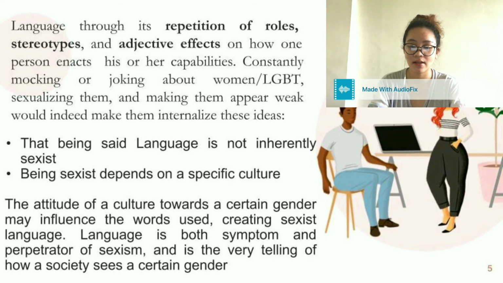Being sexist depends on a specific culture. The attitude of a culture towards a certain gender may influence the words used, creating sexist language. Language is both a symptom and perpetrator of sexism, and is very telling of how a society sees a certain gender.